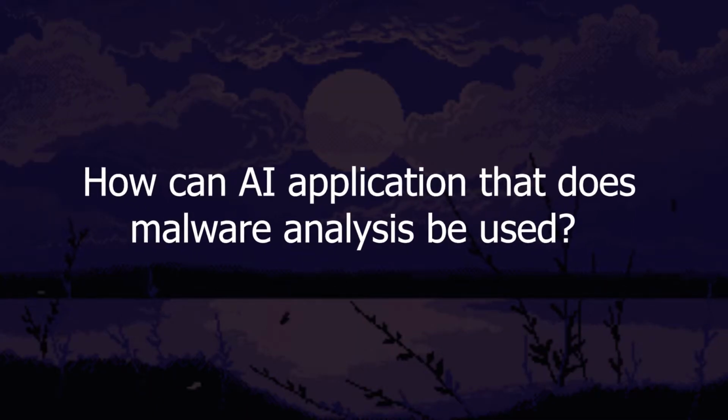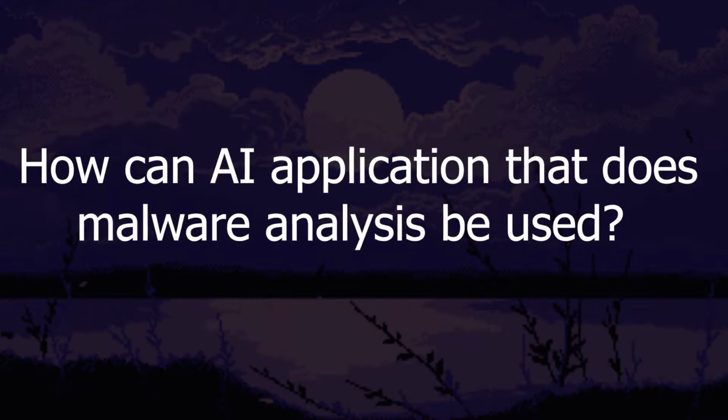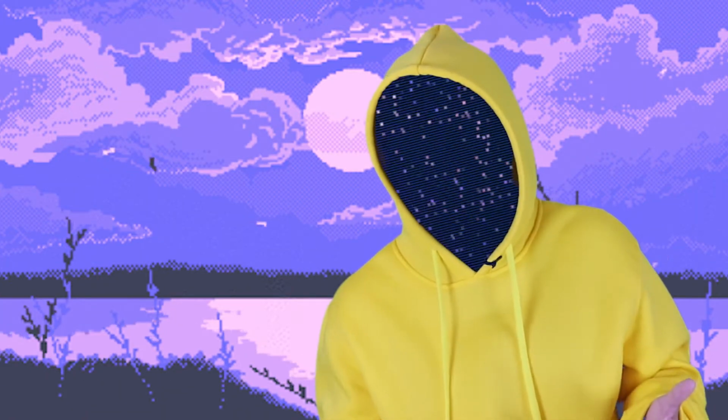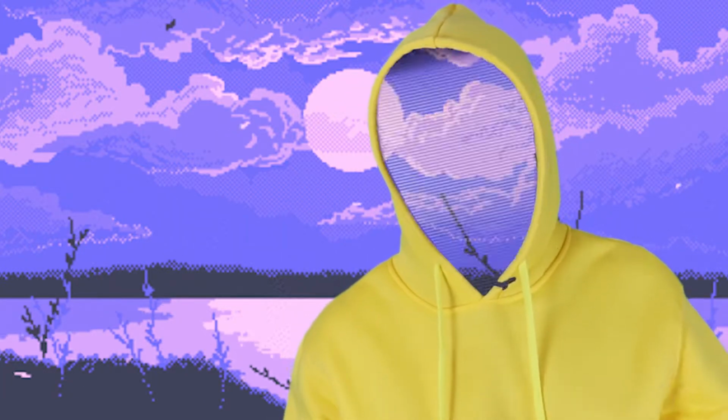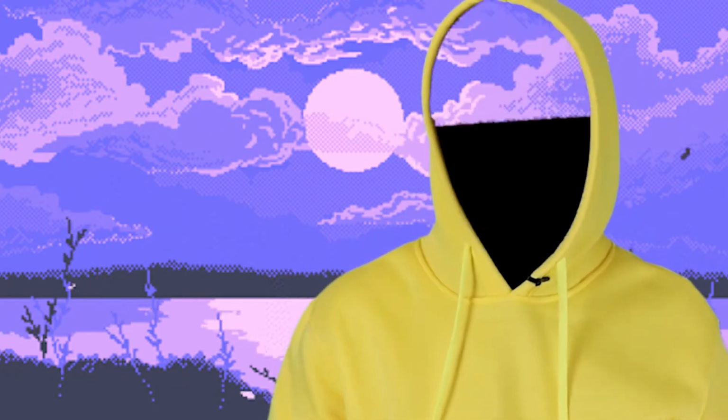How can an AI application that does malware analysis be used? It's possible to detect whether a software is a malware or a normal software with artificial intelligence. In order to develop an AI application that does malware detection, the first thing to do is to determine some distinctive features. With those features, some harmless software and some malware are added, and the system is trained.